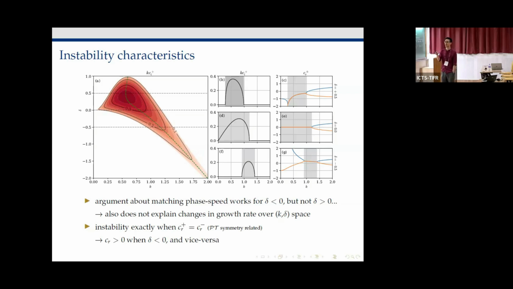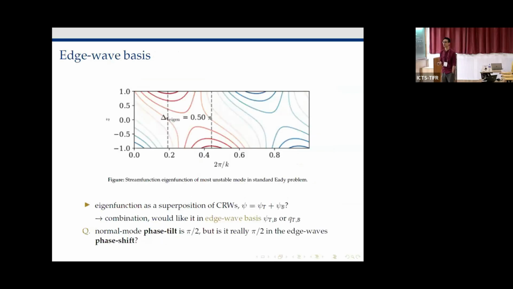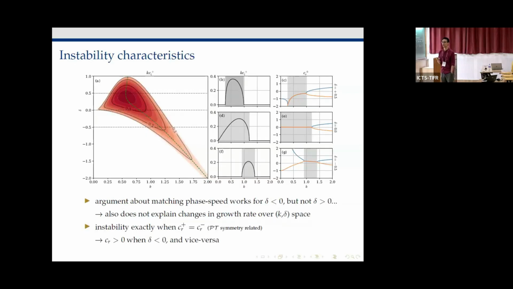There's some PT symmetry stuff, which both of you have talked about. So you can show that the modified Eady problem is also PT symmetric. So that's why the regions where you have instability are exactly where you have a phase coalescence, or a mode coalescence. All right. So that's what's observed. So the current state is that the explanation for delta negative seems to be okay, but it doesn't extend to the positive delta case. It doesn't necessarily explain why the growth rate is like this over parameter space. So that's what we're going to try and do.